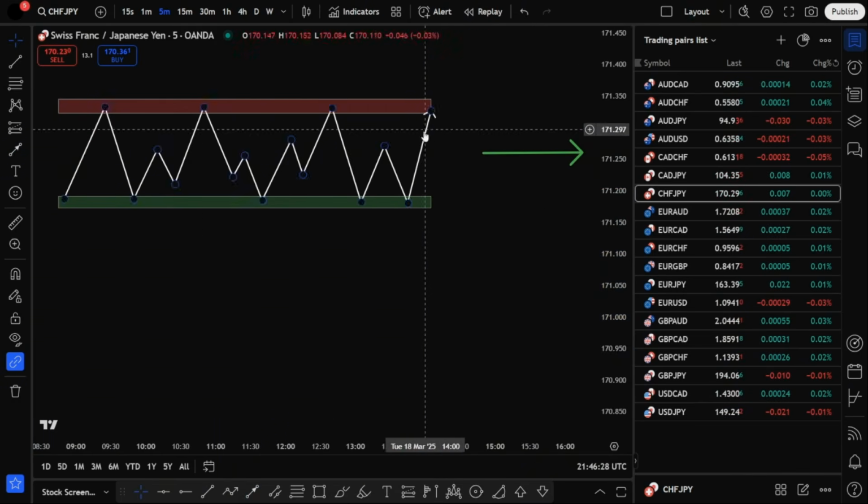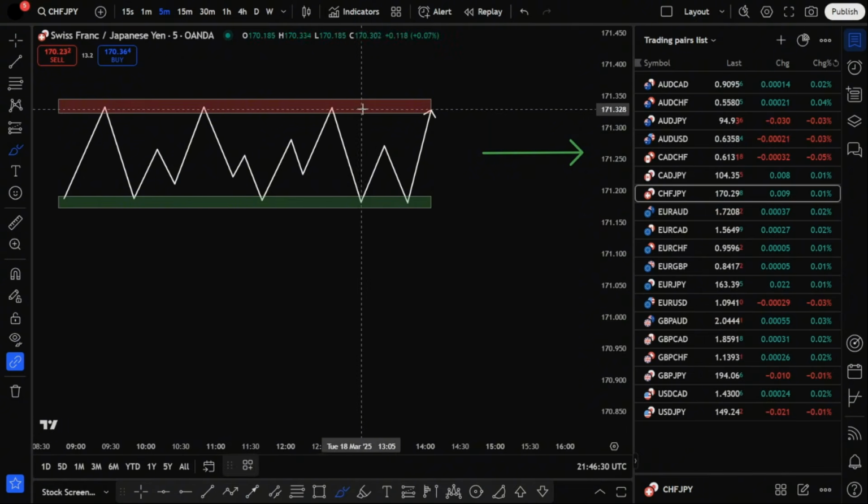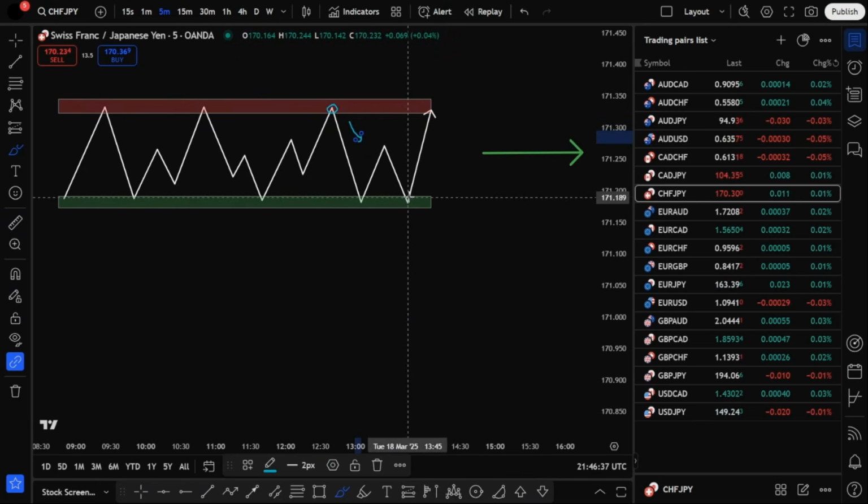So how do we trade it? Simple. From resistance, trade down. From support, trade up just like we did in the example. Perfect down entry.